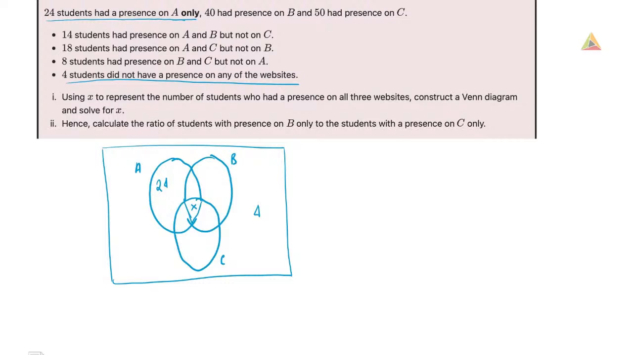So let's look at the first bullet point there. 14 students had a presence on A and B but not C. So that's going to be A intersection B. So we're going to put 14 in here in between A and B.